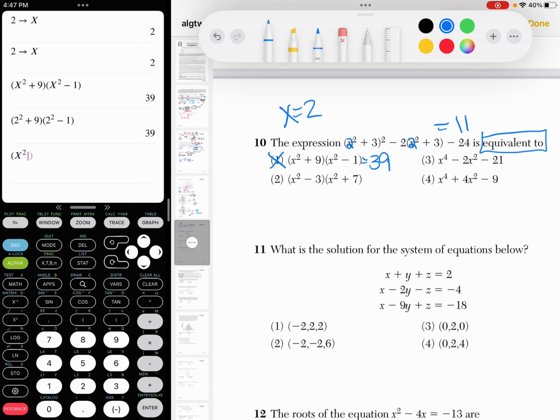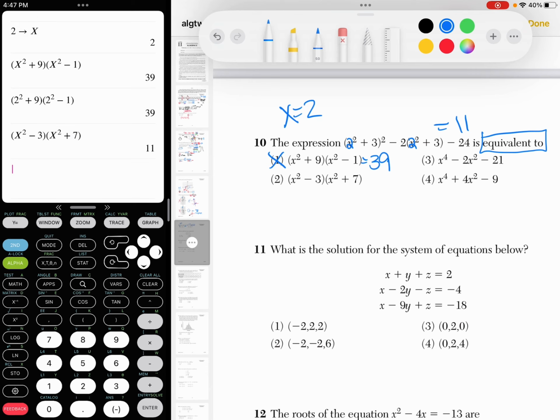Okay, 100th time is the charm. I don't even know what I typed in last time. There we go. We got 11. 11 matches 11. Boom. I promise it is the easier way if you type it in correctly. If you make 7 mistakes like I do, it might be the harder way.